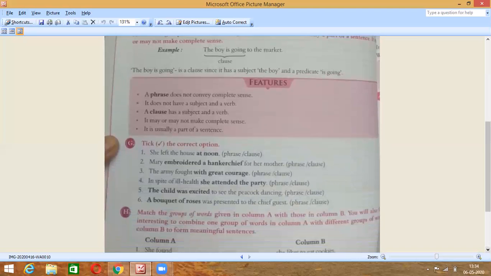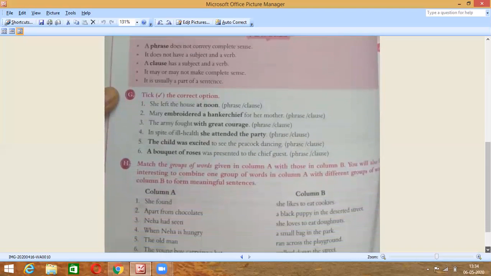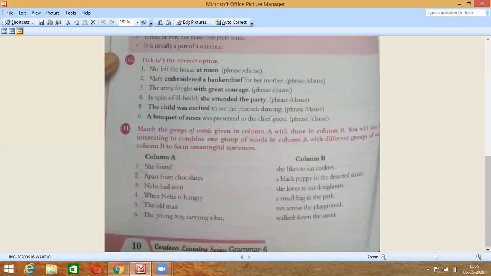Now after watching the video, you have to do these exercises. This is page number 10. You have already done exercises till F. Now you will do G. What you have to do is tick the correct options. You can see that there are some bold lettered words, such as: She left the house at noon. Mary embroidered a handkerchief for her mother. You just have to tick whether it is a phrase or a clause. You have to differentiate between a phrase and a clause. Use your notebook to do this part.